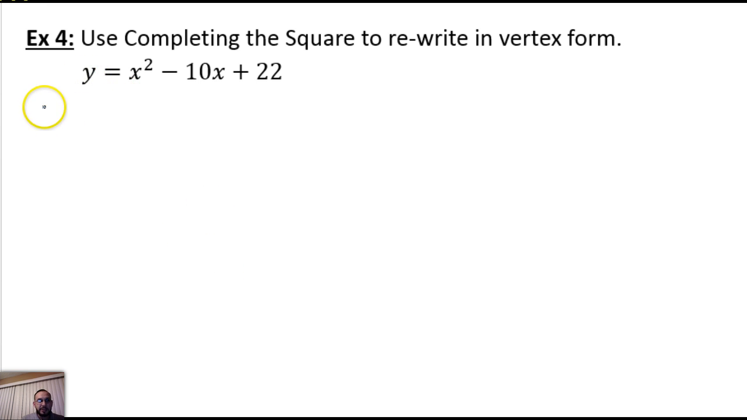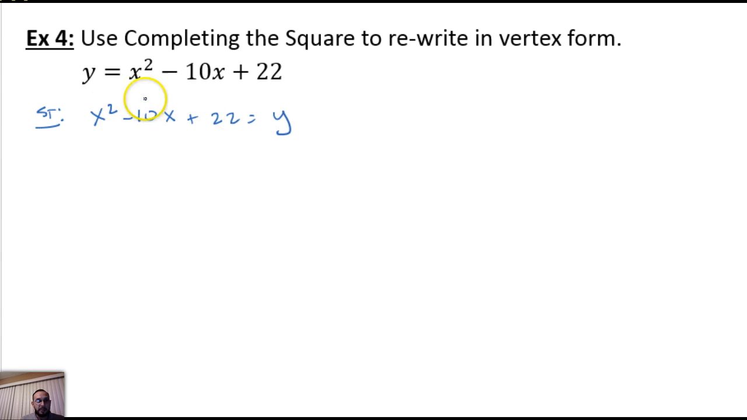What I'm going to do for step 1, since we're used to writing this as a 0, you can do it 2 ways. You can either write this as a 0 and then change it back to a y. For this example, I'm going to just keep it as a y. So x squared minus 10x plus 22 is equal to y. So I just rewrote it the other way.